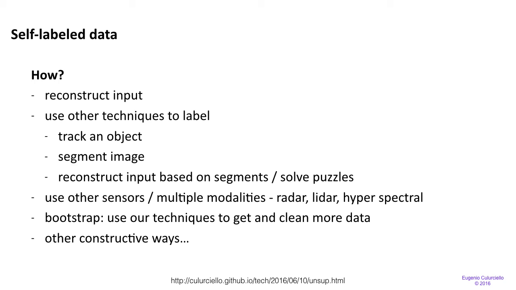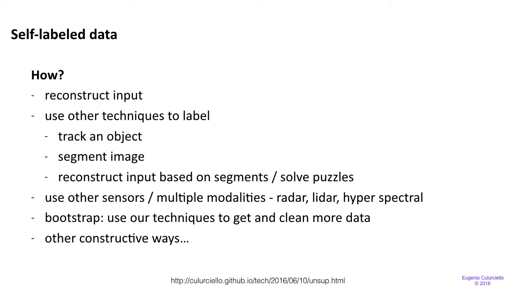For example, take an image. We could represent this image with a neural network with some kind of code, and in order to train this neural network, we could try to reconstruct the input. That would be a way to do it. Also, it would be a very good way to remove noise and issues with the image.